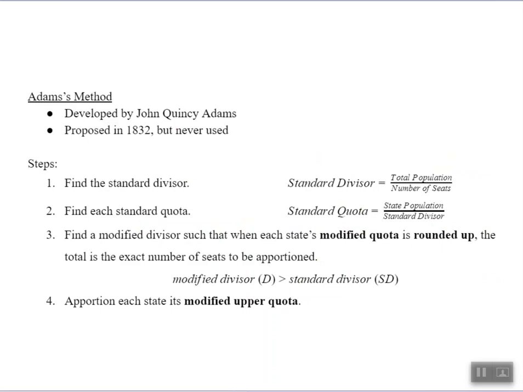His method is very similar to Jefferson's method. You start by finding the standard divisor, find the standard quota, but here's the difference. You want to find a modified divisor so that when each state's modified quota is rounded up, the total is the exact number of seats to be apportioned. So instead of using the lower quota like Jefferson's method, we're going to use the upper quota.